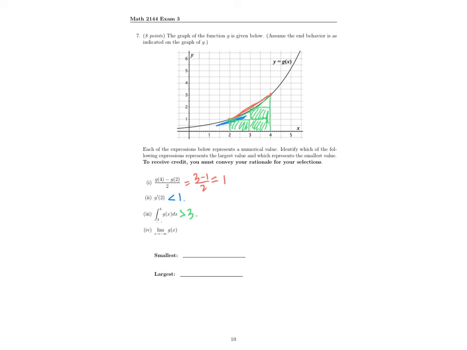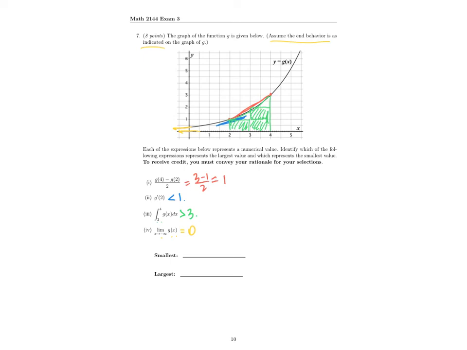Then this one is asking for the limit as x goes to negative infinity of g of x. So as I'm going to negative infinity, what's happening to my function value? Well, it's getting closer and closer to the y value of 0. So let's just say, it says assume the end behavior is as indicated. So it seems like as x goes to negative infinity, that function is getting closer and closer to the y value 0. Okay, so now we can put them in order because we have a feel for how big these things are.